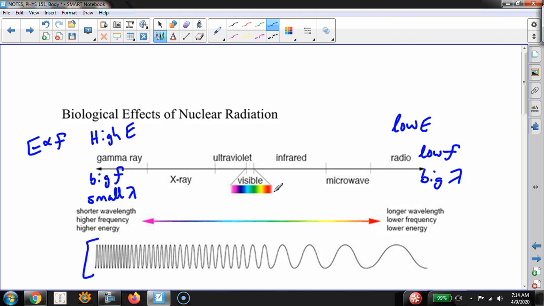Our visible spectrum is here. The red is on the lower end, Roy, then green, blue, and then this really violet, which is really just sort of a continuation of blue. They sort of show it as pink there, but it's not pink or purple.